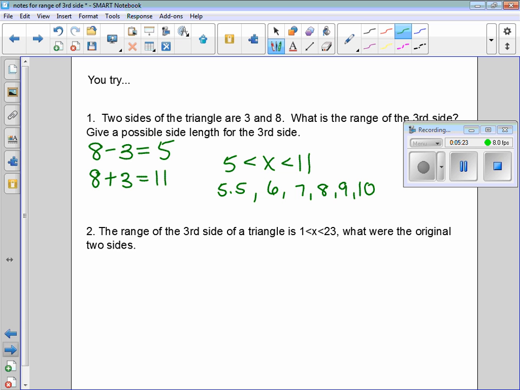So number 2, the range of the third side of the triangle goes from 1 to 23. What were the original two sides? So we know that we had to have two numbers that subtracted to give us 1, and the same two numbers add to give us 23.